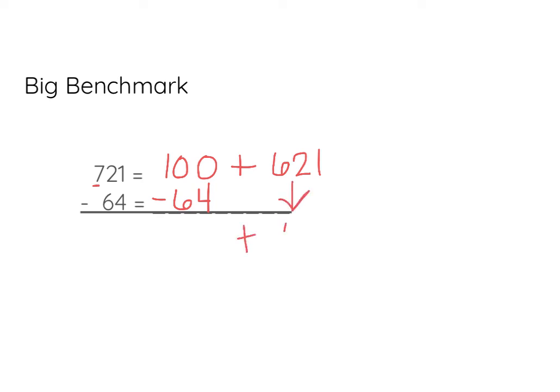Bring the 621, and then think who is 64's partner to 100. Don't just put a 6 because we're not going to 70, we're going to 100. So it needs a 36. Remember, this is the easy part on these problems.